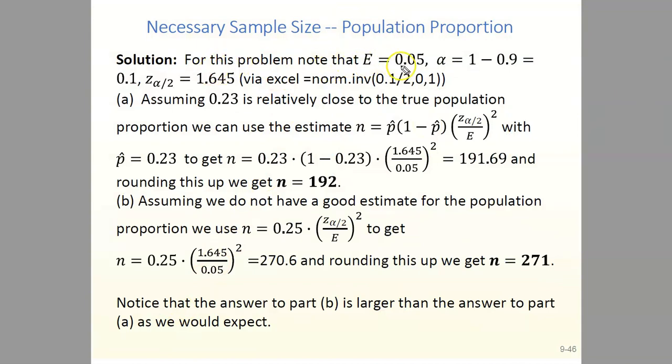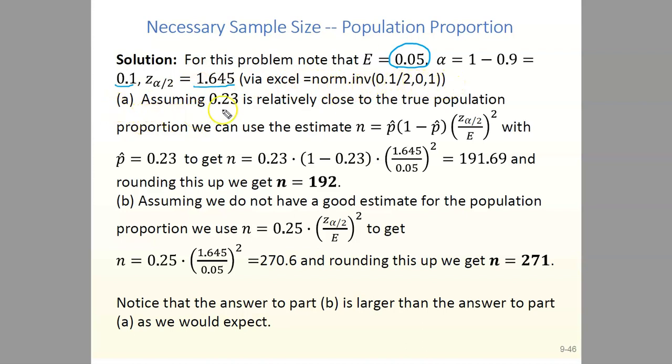So for this problem, let's note that our maximum error E that we want is 0.05. Our significance level is 1 minus 0.9. This comes from the 90%, and that's going to be 0.1. So that's our significance level. In which case then the Z alpha over 2 is going to be 1.645. So remember that from our table, or you can use the Excel command that we have written here.